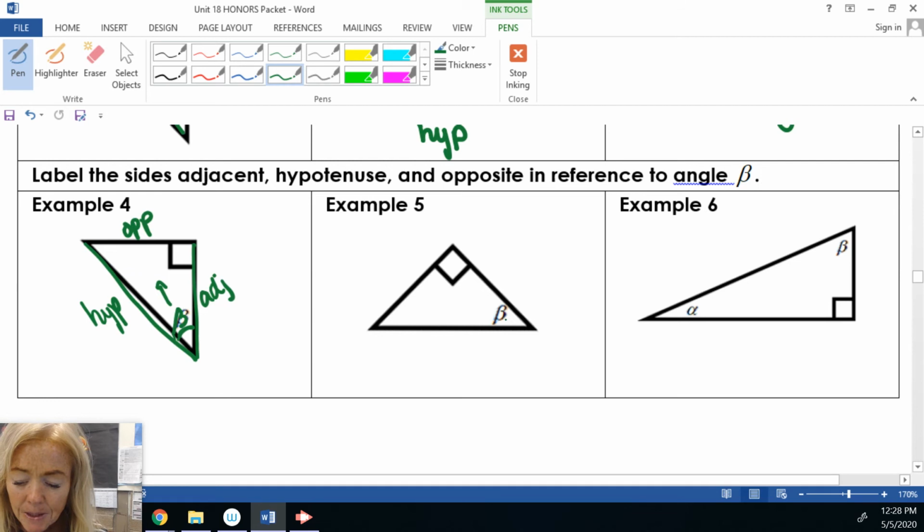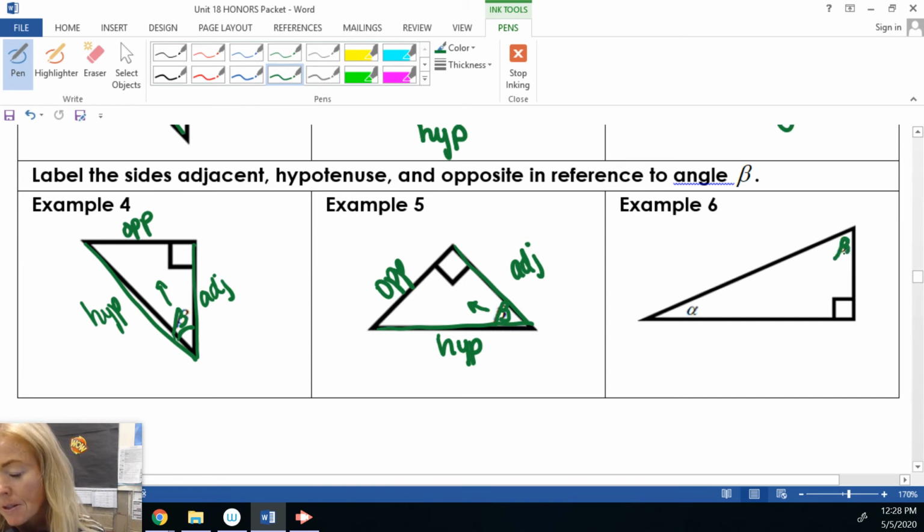All right, so here's beta on example 5. We have the hypotenuse. Want to label it. Directly opposite is this side, and then running right into it is the adjacent side. Okay, now a lot of times with these, I'll just do O, A, and H. So anyway, H on example 6 is right there. Across from beta is the opposite leg, and running right into beta is the adjacent leg.